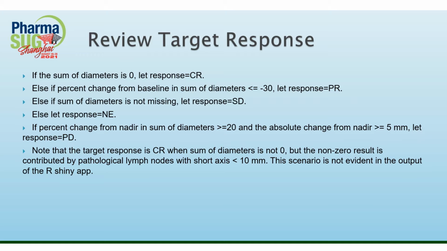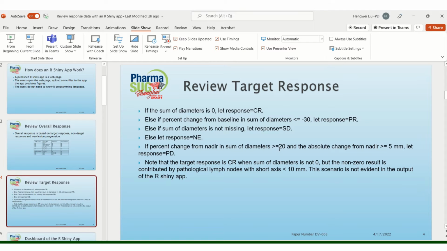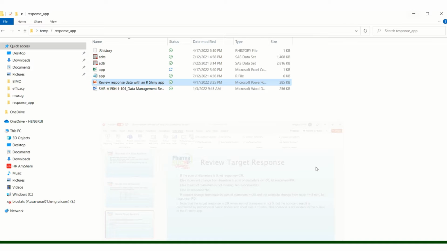There's also a note here. It says that the target response can be CR even if the sum of diameters is not 0, as long as the non-zero result is from pathological lymph nodes with short axis less than 10 millimeters. Our Shiny app is not going to be able to handle this last note. Okay, so let's look at the Shiny app.